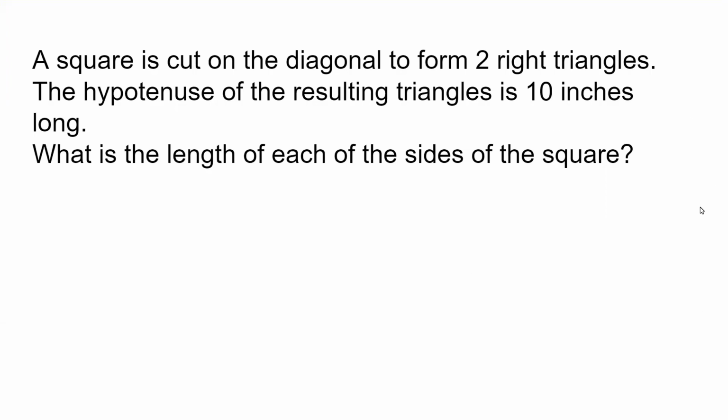All right, guys, this problem says a square is cut on the diagonal to form two right triangles. The hypotenuse of the resulting triangles is 10 inches long. What is the length of each of the sides of the square?